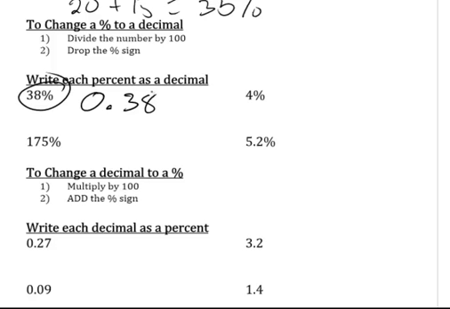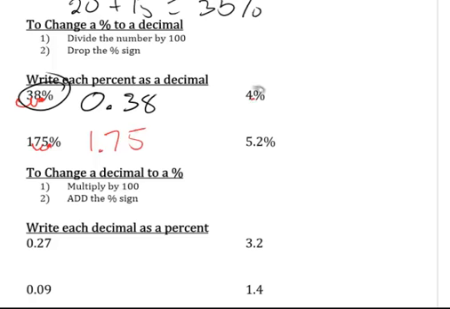What I want you to think about, and sometimes people find this easier, in the number 38%, there is a decimal. I don't see it right now, but that decimal is really after my number 8. In order to change a percent to a decimal, I'm going to move my decimal point 2 spaces to the left, and I'm going to drop my percent sign. So I'm going to do that with the next one here too. My decimal right now is behind the 5. I'm going to move it 2 spaces, 1, 2. So now my number is 1.75.